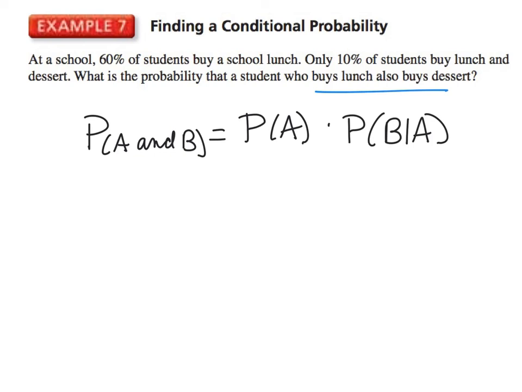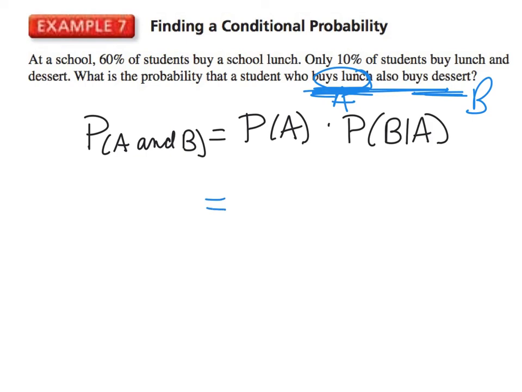Let's see here, what is the probability a student who buys a lunch also buys a dessert? So those who buy lunch then buy a dessert. So this has to happen first. Buys lunch. So A, probability of A, I'm going to put an A here, is buying lunch. And B is buying dessert. So here we go.